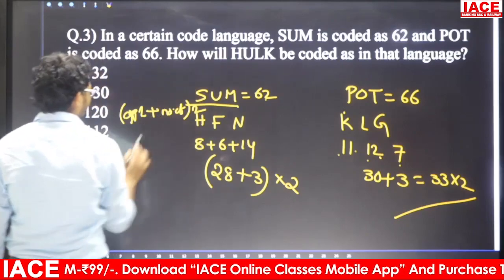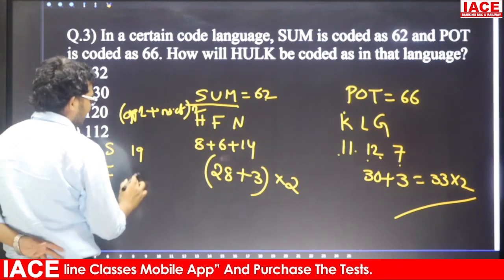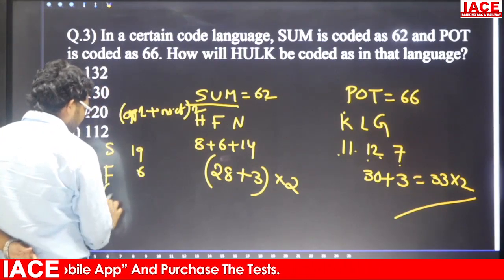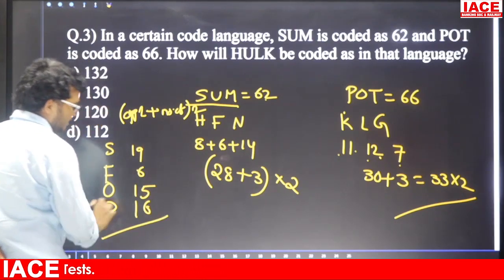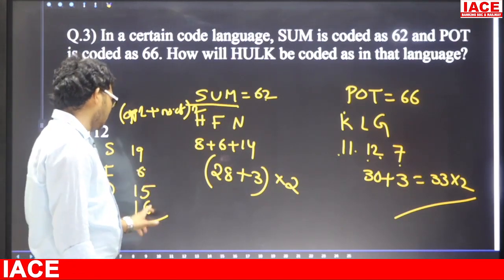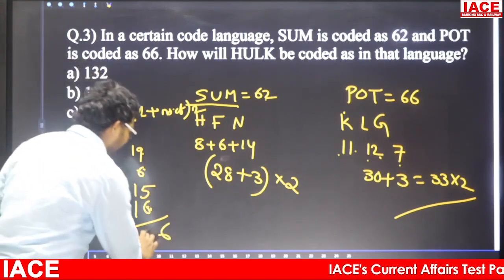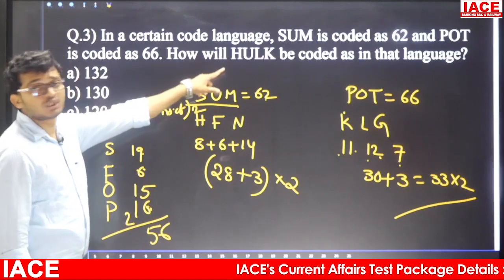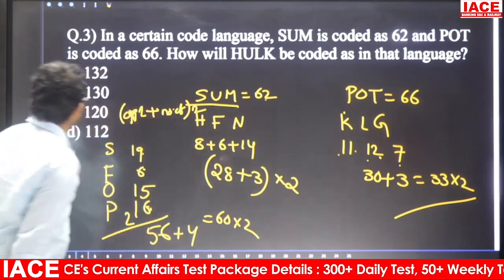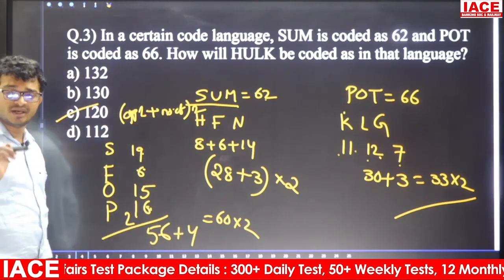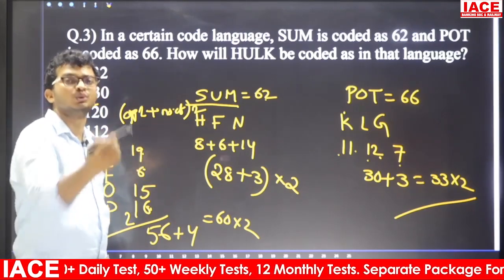In the same manner, given HULK. Friends, H opposite is S, and S face value is 19. U opposite is F, face value 6. L opposite is O, face value is 15. K opposite is P, face value is 16. Now the sum is 12, next 21, next 26, next 56. Now friends, HULK has a total of 4 letters. 56 plus 4 is 60. 60 into 2 is 120. So the answer is option C. Remember, the logic is opposite letter face value plus number of letters, then into 2.